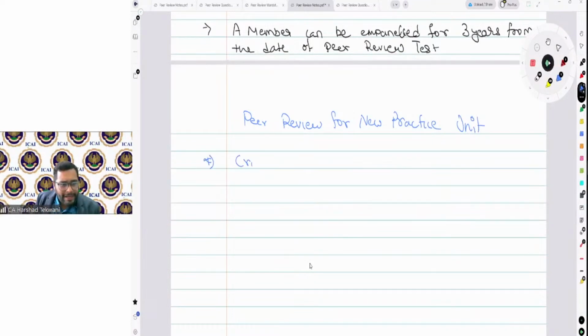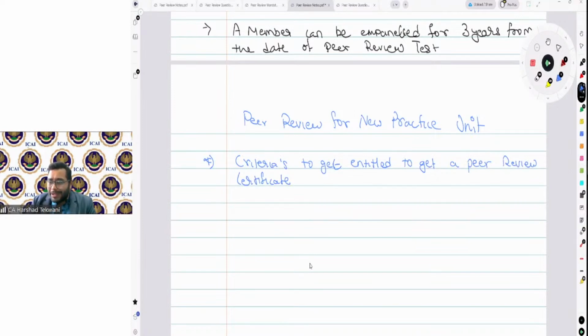First, I'll talk about the criteria that the new practice unit must fulfill to get entitled to a peer review certificate. Okay. Now, why is this criteria there and what is the purpose of this criteria?